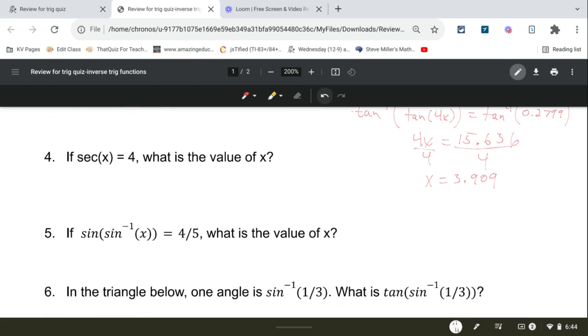Number 4, if secant of x is equal to 4, what is the value of x? So here you're going to want to turn it into a cosine question. If secant is equal to 4, that means cosine of that same angle would be 1/4. And then you can just take the inverse cosine of both sides. So x will equal cosine inverse of 1/4. And that comes out to 75.522.